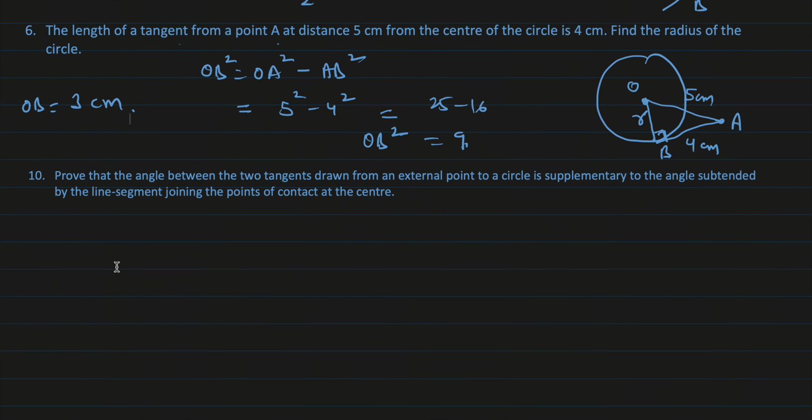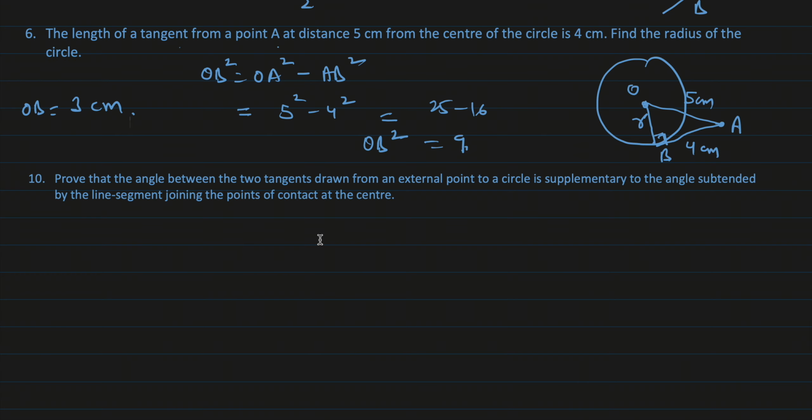Now, the 10th question is the same as the question related to the second theorem only. Basically, you are proving that thing only. Prove that the angle between the two tangents drawn from an external point to a circle is supplementary to the angle subtended by the line segment joining the points of contact at the center. So now let me first draw the figure and make it very clear.